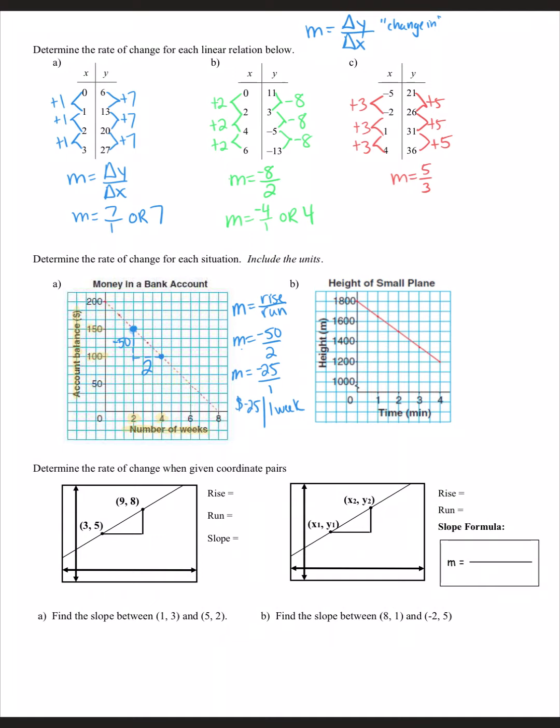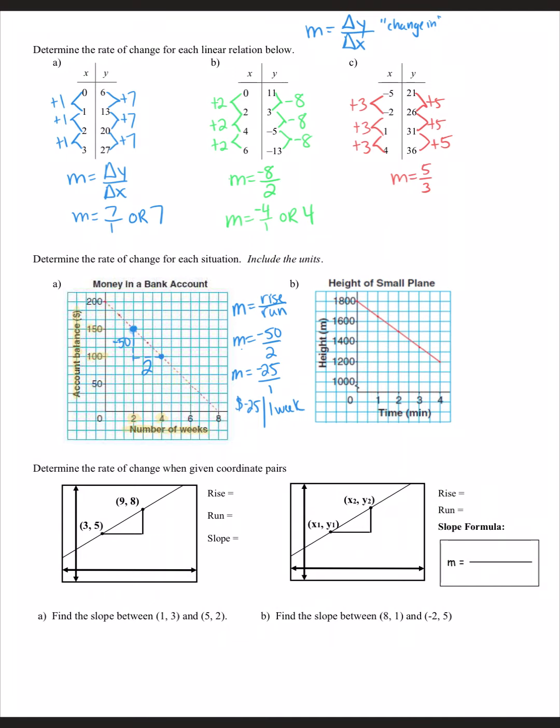Okay, because that top number represents money and that bottom number represents the number of weeks. So negative $25. And that makes sense because it looks like the amount in the bank account is going down, so it should be money coming out. It should be a negative amount. Okay, let's take a look at this next example.